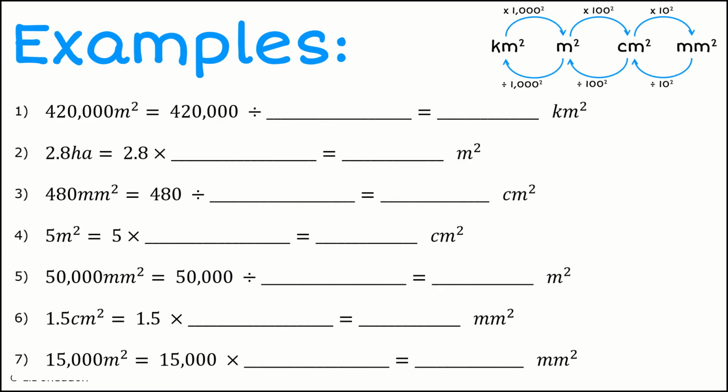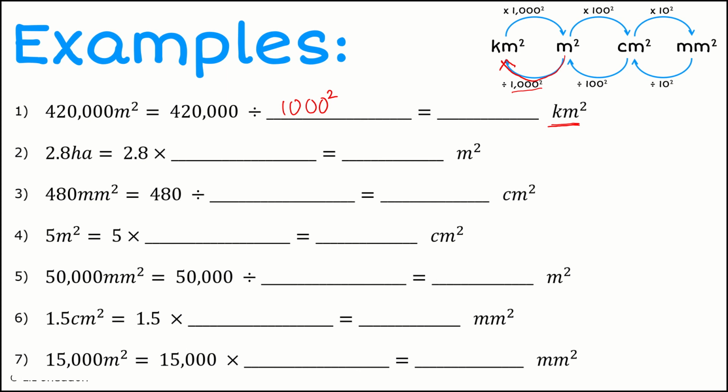So here are some examples. We've got our little conversion diagram in the top corner, and let's work our way through each of these. The first one, we've got 420,000 metres squared, and we want to turn that into kilometres squared. Going from metres squared to kilometres squared, that's following this arrow here, and that means I need to divide by 1,000 squared.